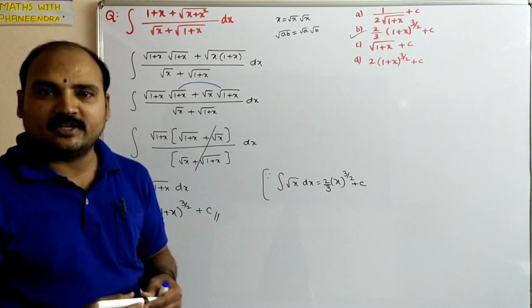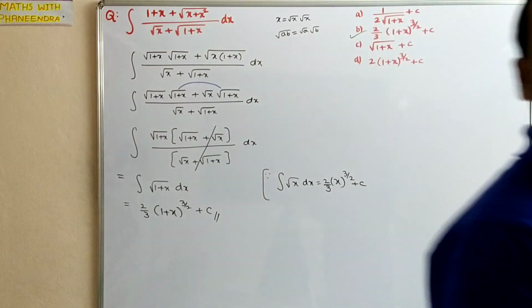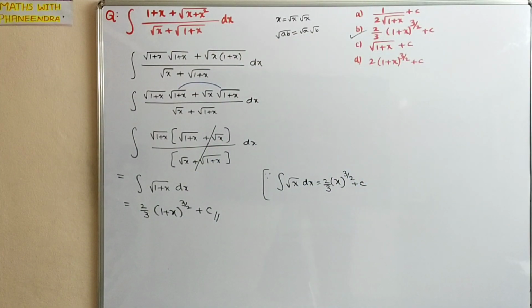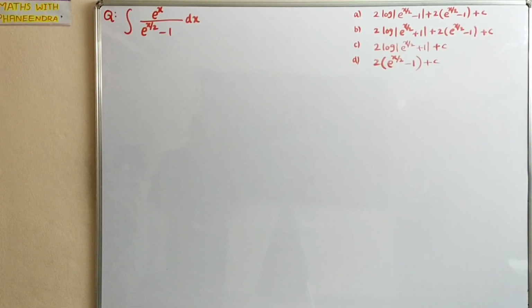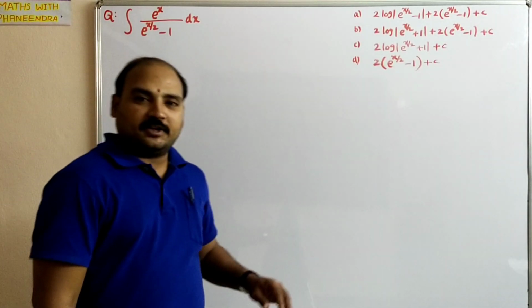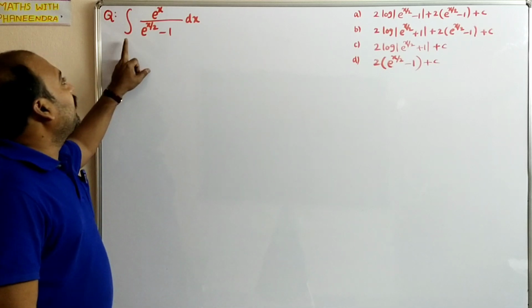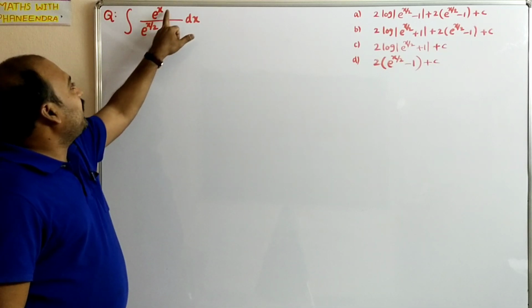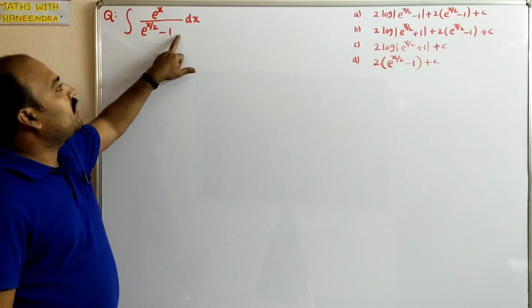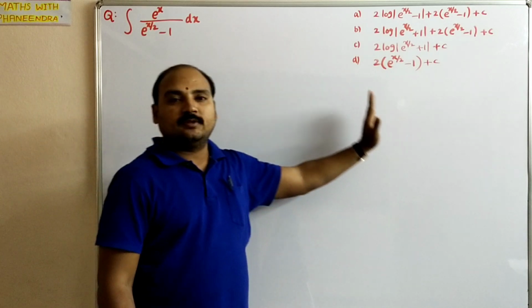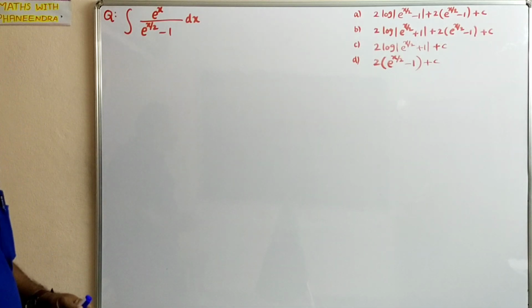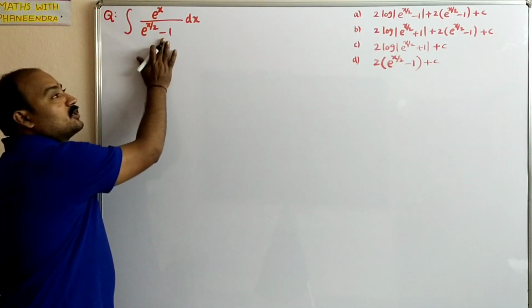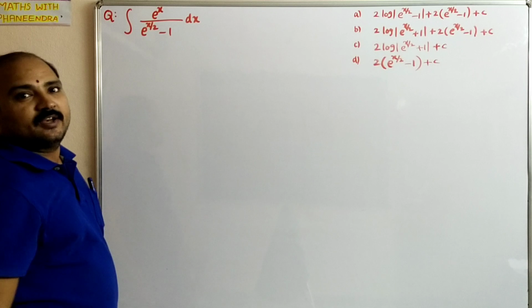We will move to the next question. The next question. Integral of e power x by 2 minus 1 into dx. These are the options. So here in the denominator e power x by 2 is there, in the numerator e power x is there.